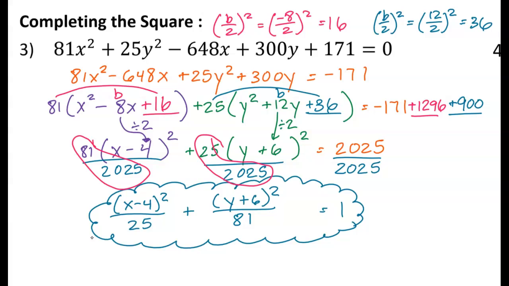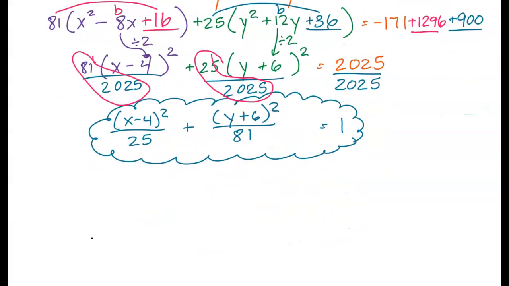So this was completing the square. This was converting from the general equation of an ellipse to the standard equation of an ellipse. So where's our center for this ellipse? 4, -6. Is this a horizontal or a vertical ellipse? Vertical. What's your semi-minor axis? 5. Good. And what's your semi-major? 9. So I have everything I need to graph this. I'm done.